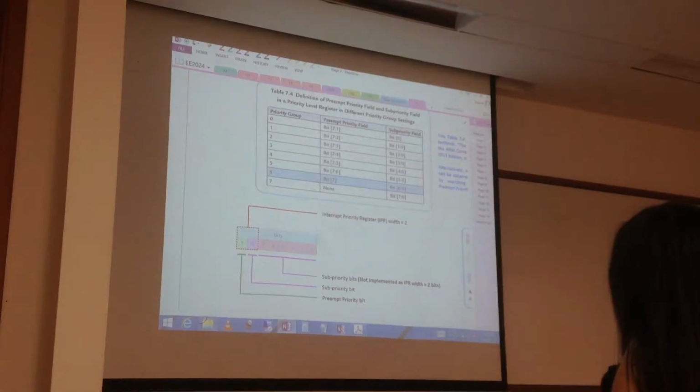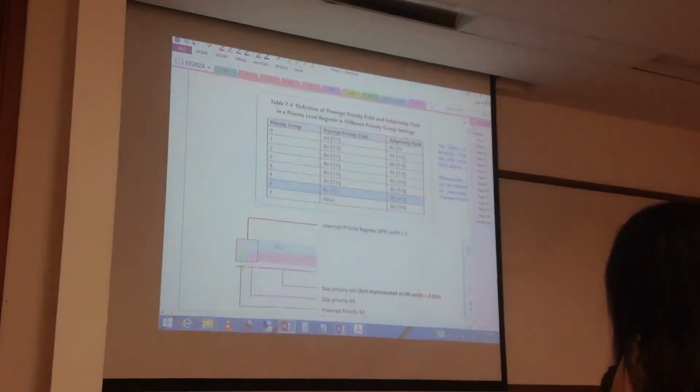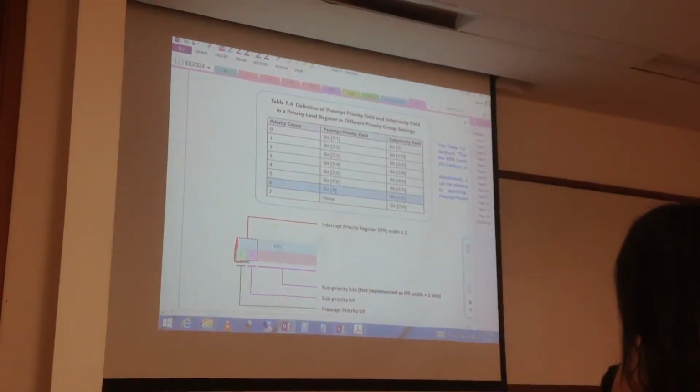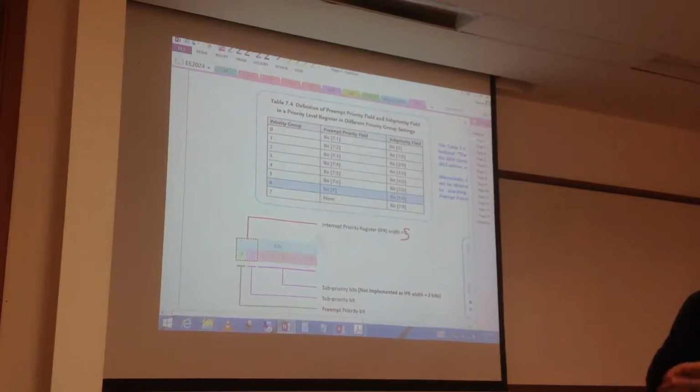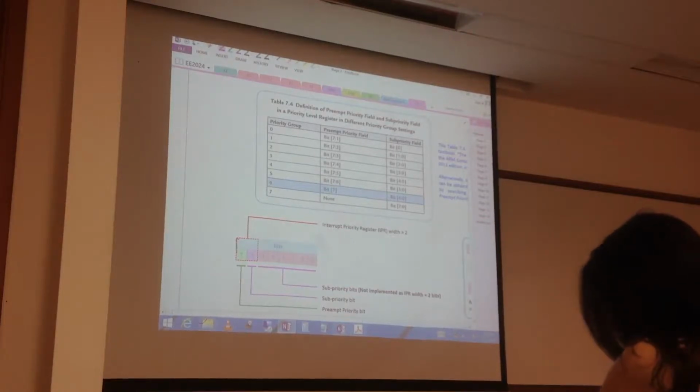The question tells us, assume your IPR width, the interrupt priority register width, is 2 bits, what does this mean? If it is 2 bits, we are going to look at the 2 most significant bits. Okay, IPR width is 2. If it is 5 bits, we are going to look at the 5 most significant bits. And of course, if it is 7, it means we are looking at the 7 most significant bits. In our question, we are told it is 2 bits.